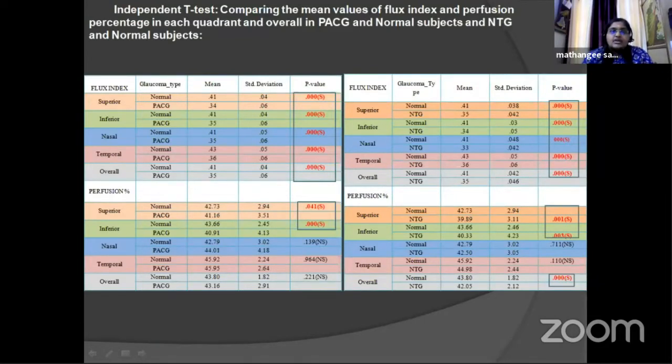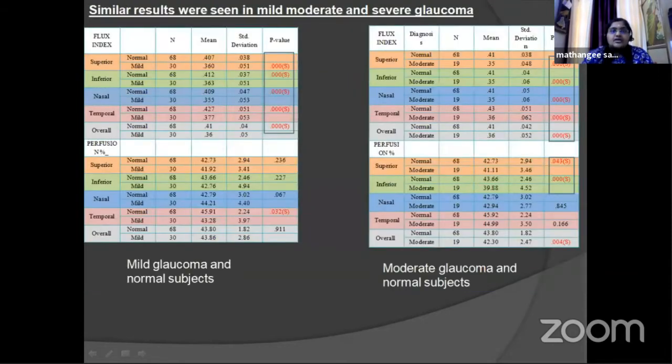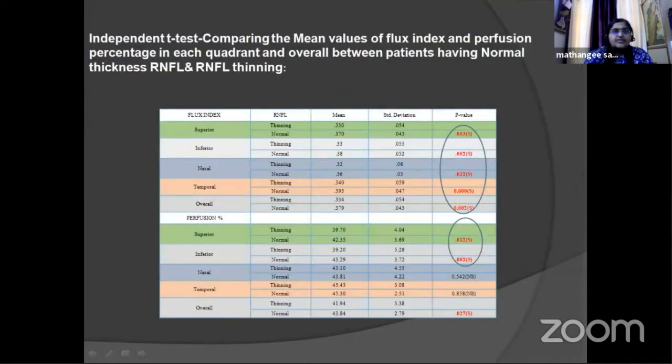That is, there is a decrease in flux index in all 4 quadrants and overall, whereas the perfusion percentage was low in the superior inferior quadrant. The glaucoma group were also divided into mild, moderate, and severe glaucoma based on the visual fields. So the mild glaucoma showed only changes in flux index and not in perfusion percentage, whereas moderate and severe glaucoma showed changes in both flux index and perfusion percentage.